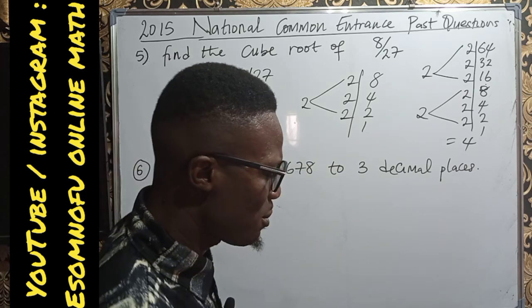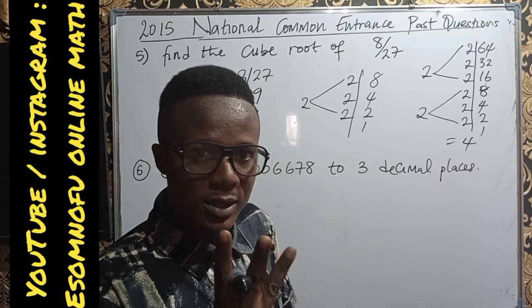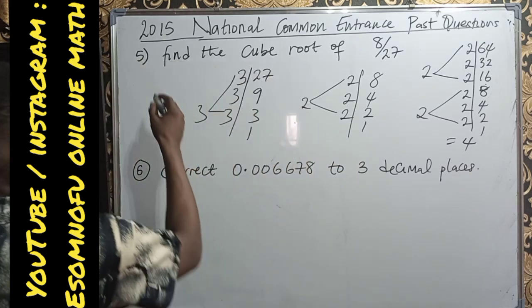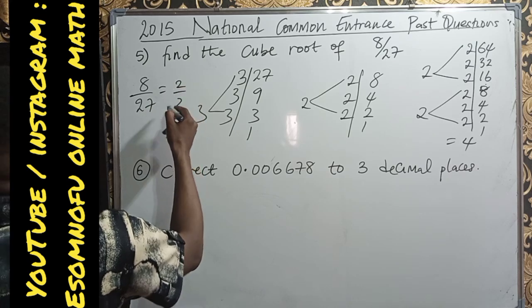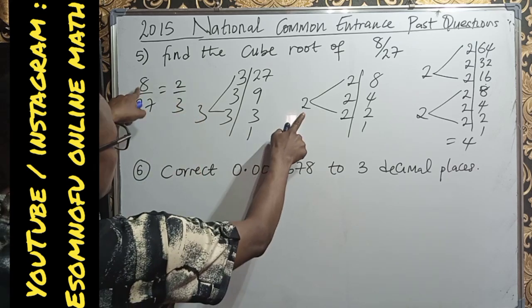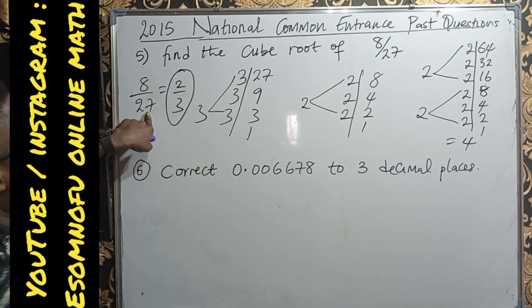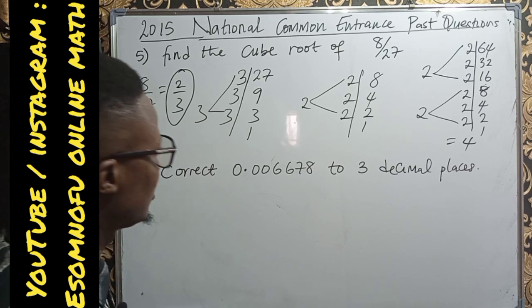So the cube root of a number is that value that will multiply itself by itself into 3 places to give us the number in question. Hence, you've seen that the cube root of 8 over 27 will now be 2 over 3. Since the cube root of 8 is 2 and the cube root of 27 is 3, therefore the answer is 2 over 3. Since 2 is for 8 and 3 is for 27.